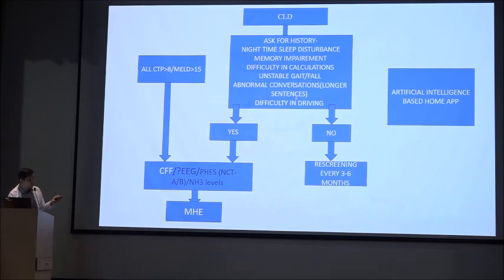You look at abnormal conversations, maybe look at longer sentences, ask them about their work, whether there's difficulty in driving. And all patients with CTP of 8 and MELD more than 15 probably should be screened with CFF, which is readily available with us. It is validated. EEG is still a question mark, but it can still be done, and maybe studies can look at certain specifics that an EEG can show. Number connection test A and B: once we have diagnosed somebody to have an abnormal CFF, maybe then we can go in for the psychometric test and look at ammonia levels. And even if they do not have these symptoms, we should rescreen them every 3 to 6 months once they come to an OPD, and hopefully have an app which can help in an earlier diagnosis of minimal hepatic encephalopathy.